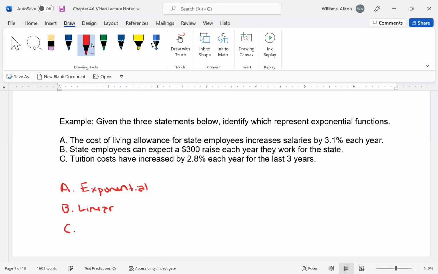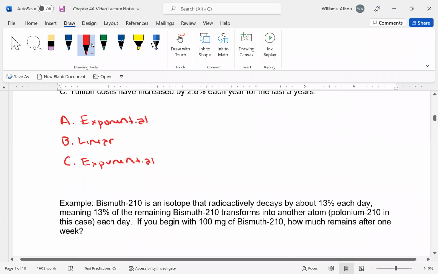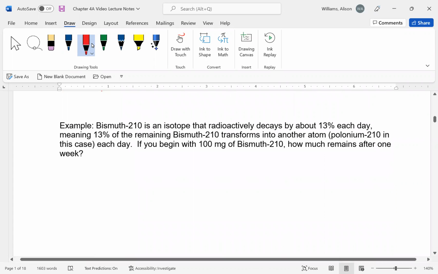And C, tuition costs have increased by 2.8% each year for the last 3 years. Ew, that's not as nice. The first two were nice, but not this one. That's exponential again. And really, as you can see, the key is the fact that we're increasing by a percent each year. That's that exponential growth model. Okay, now I've mentioned decay and we haven't done one yet. So let's look at an example of decay.